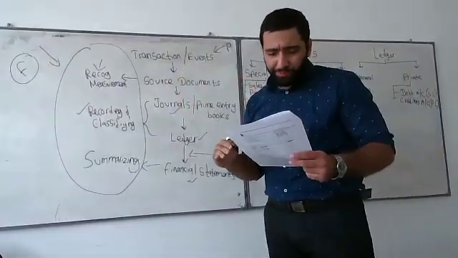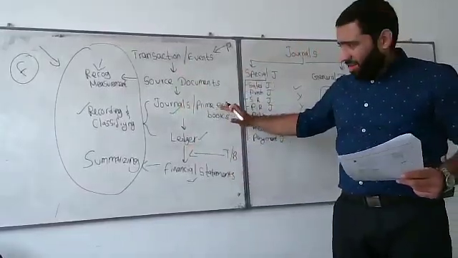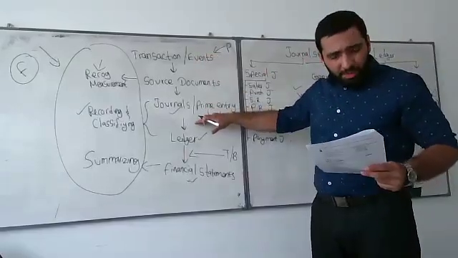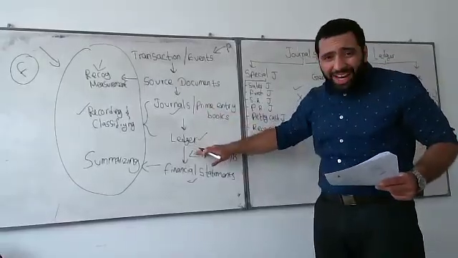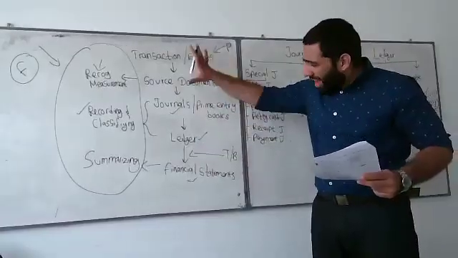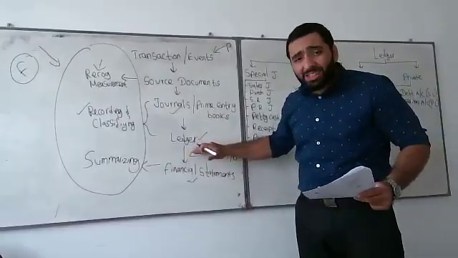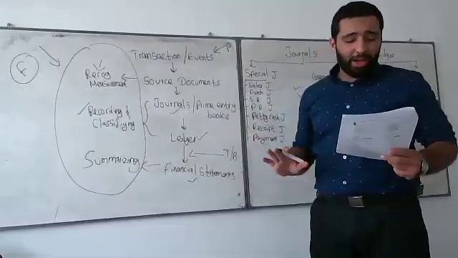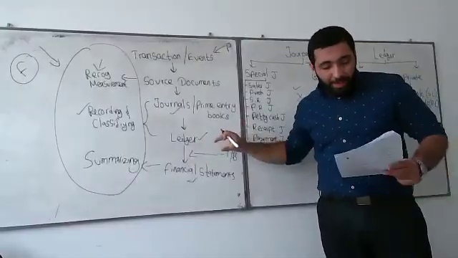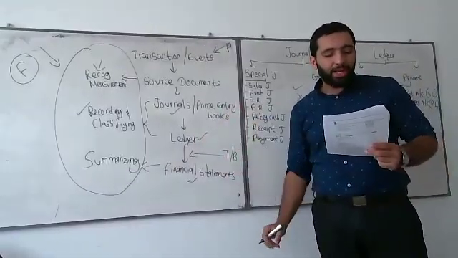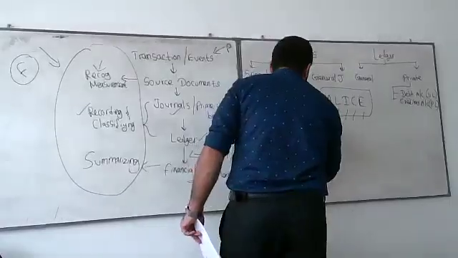Number 2, recording the transactions in the books of original entry. Very easy. Next, posting to ledger. That is number 3. If you have jotted this down in your paper, very easy. Number 4 is balancing the ledger accounts. Yes, we need to balance the ledger. Then number 5 is preparing the trial balance. So the answer is answer number 2.